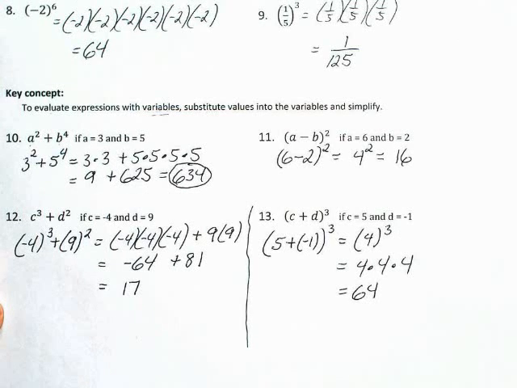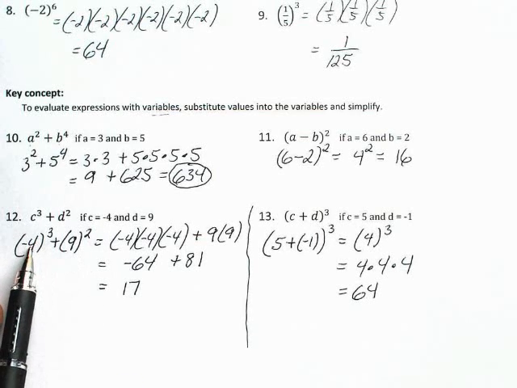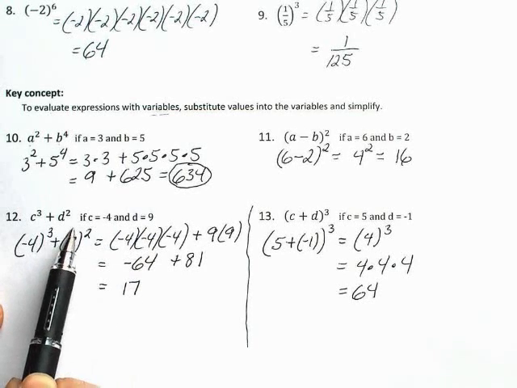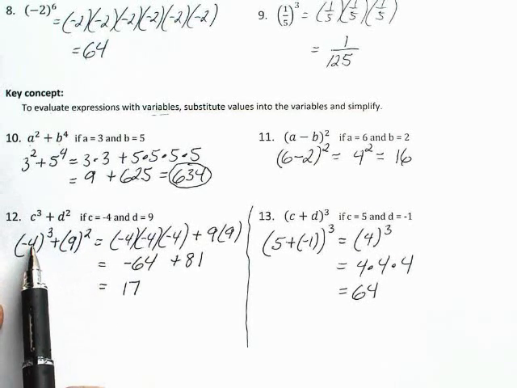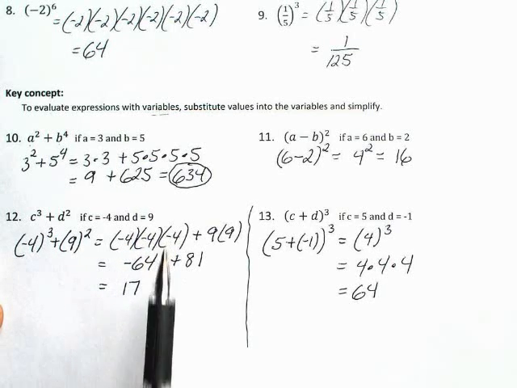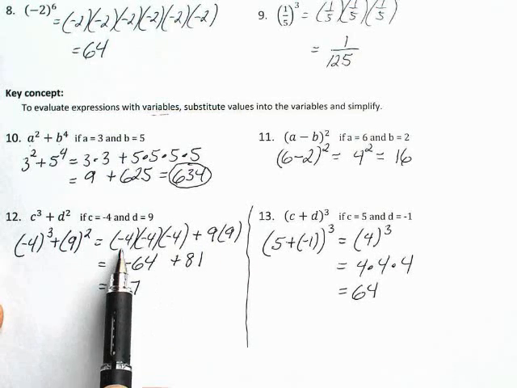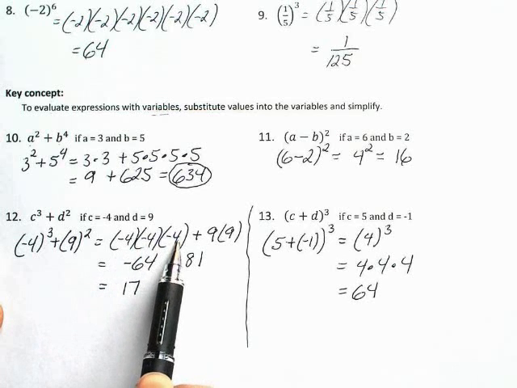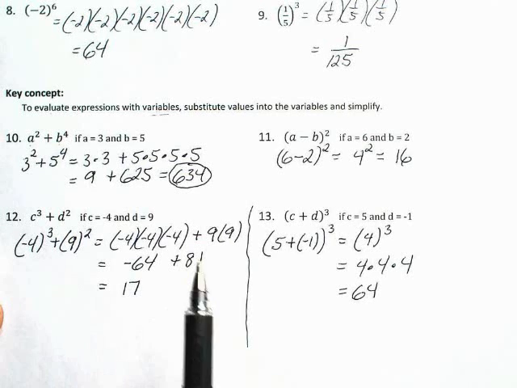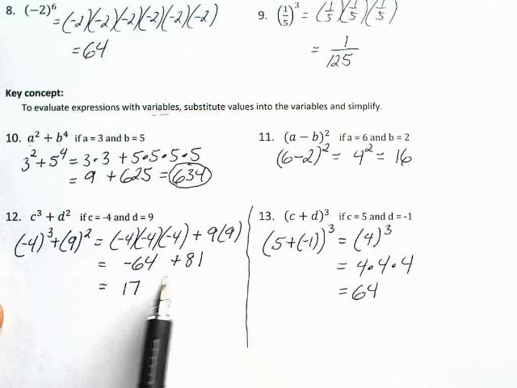And here are the answers to 12 and 13. In problem 12, where the variable c was, we need to substitute -4. Where the variable d is, substitute 9, and then evaluate this expression. (-4) to the third power means -4 times -4 times -4. And 9 to the second power means 9 times 9. Multiply these -4's together, that's -64, and multiply the 9's, that's 81. Finally, add the -64 plus the 81.